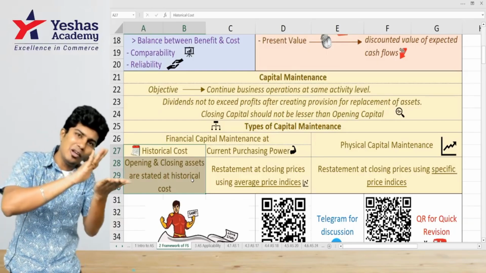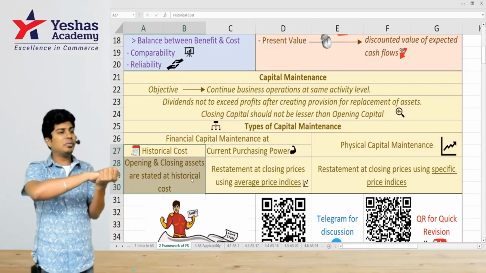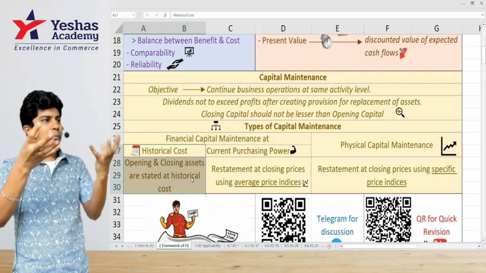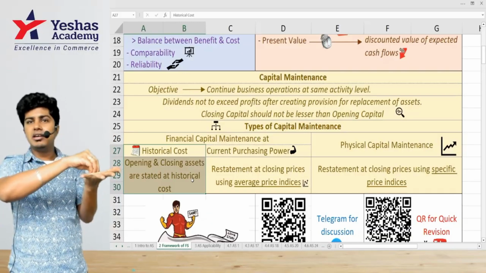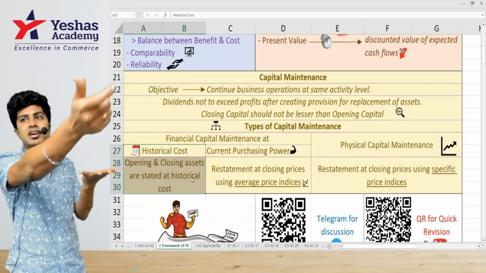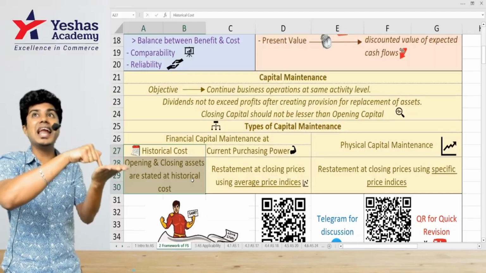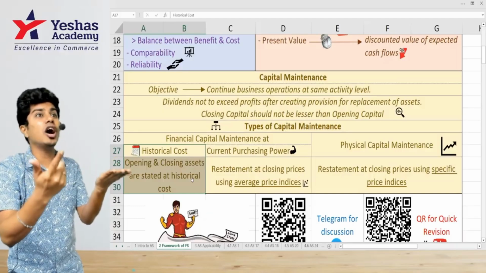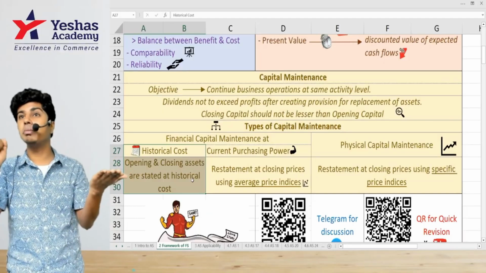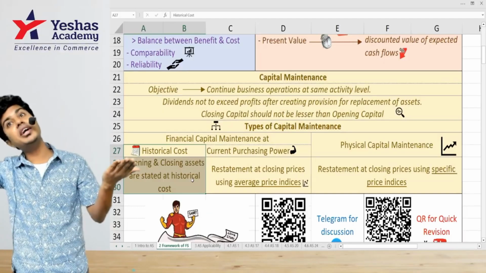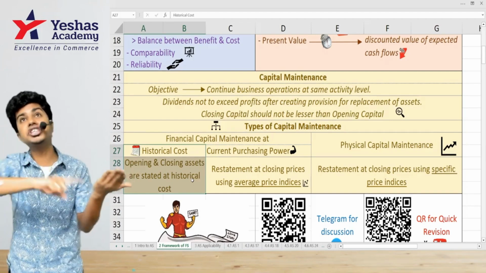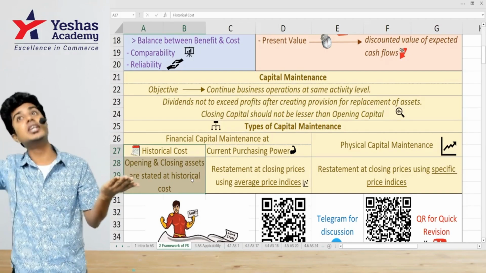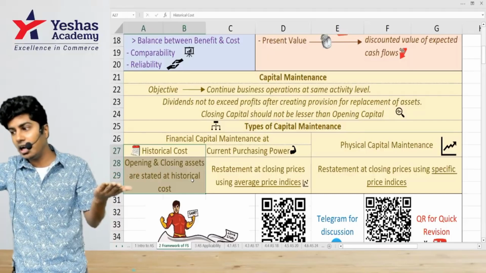10,000 kgs into 10 rupees is 1 lakh. I want to maintain capital of 1 lakh. I bought inventory for what price? 1 lakh. I sold it for what price? 1 lakh 20. How much money do I have in cash now? 1 lakh 20. How much do I want to maintain? 1 lakh, based on historical cost. Based on historical cost per kg of 10, historically inventory 10,000 kgs, 10,000 kgs into 10 is what I had last year.